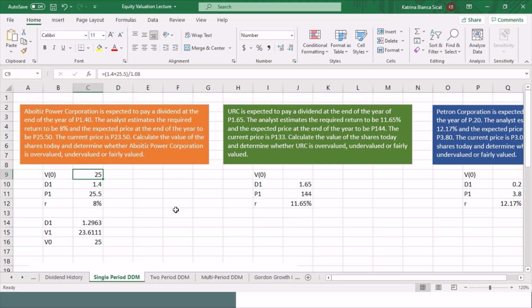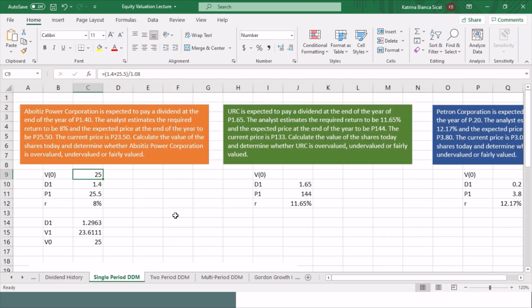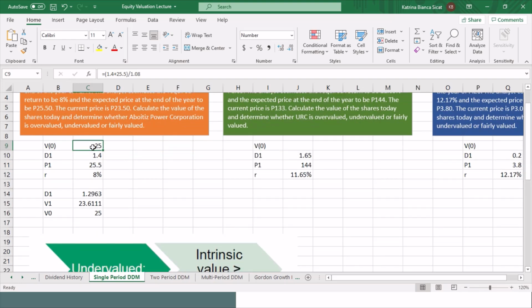Now, the question is, is it overvalued, undervalued, or fairly valued? If it's currently selling at 23.5, is it undervalued, fairly valued, or overvalued? So, balikan natin yung ating rule. If the intrinsic value is greater than the market price, lagi tayong mauuna dito sa intrinsic value. The basis is always the intrinsic value. Baka kasi nagkakabaliktad kayo, pinagbabaliktad nyo. Una nyong tinitignan is market price. Hindi po. So, palaging mauuna yung intrinsic value. Look into the intrinsic value first. The answer is 25. So, the question is, is it greater or less than the market value?